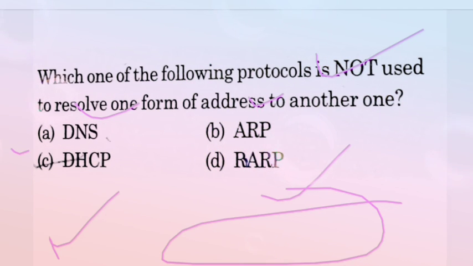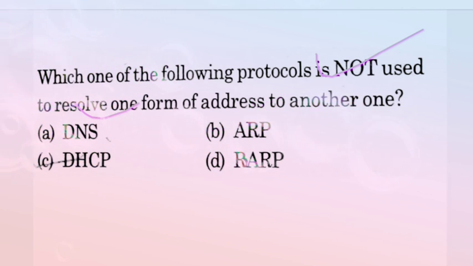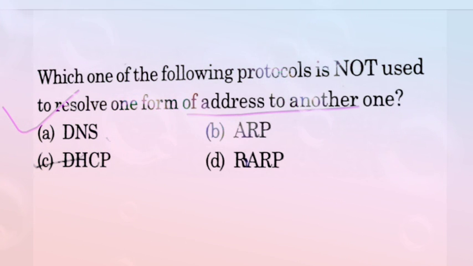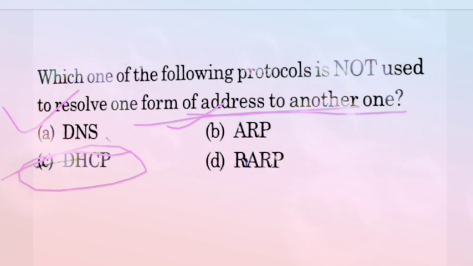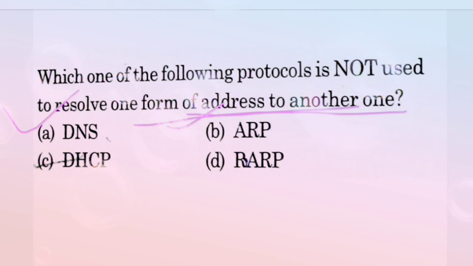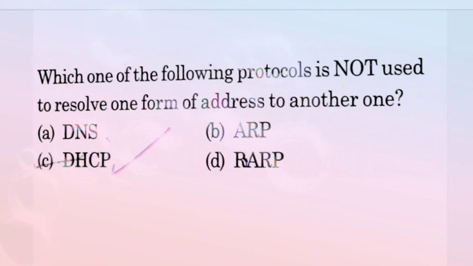Which one of the following protocols is not used to resolve one form of address to another one? The first option is DNS. The Domain Name System is used for address resolution, so it is not the answer. Next, ARP, the address resolution protocol, is also used to resolve one form of address to another. Now the third option, DHCP, the Dynamic Host Configuration Protocol. It is not used to resolve one form of address to another. So option C is the correct answer for this question.